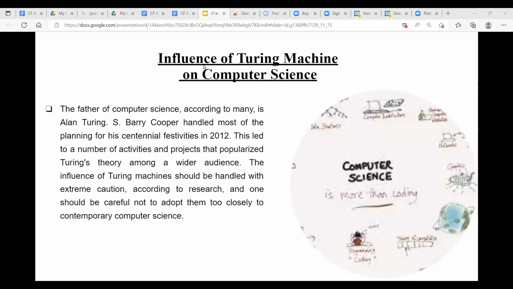Okay, let's turn to the next point, which is about the influence of the Turing machine on computer science. The father of computer science, according to many, is Alan Turing. S. Barry Cooper handled most of the planning for his Centennial Festival in 2012. This led to a number of activities and projects that popularized Turing's theory among a wider audience. The influence of the Turing machine should be handled with extreme caution according to research, and one should be careful not to tamper with computer science.